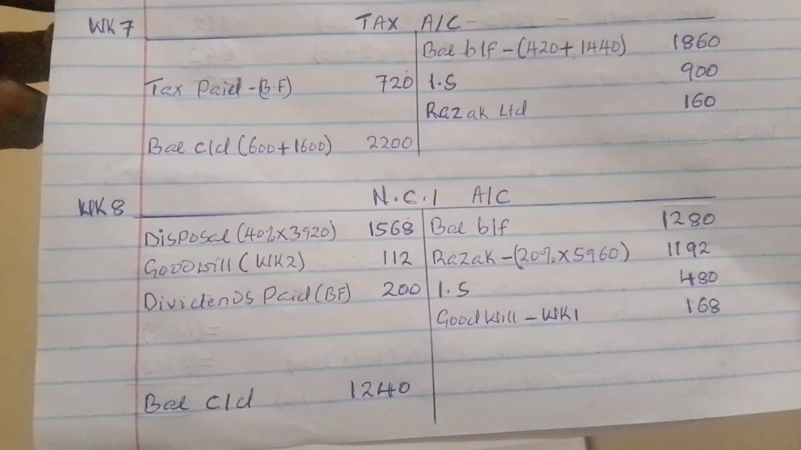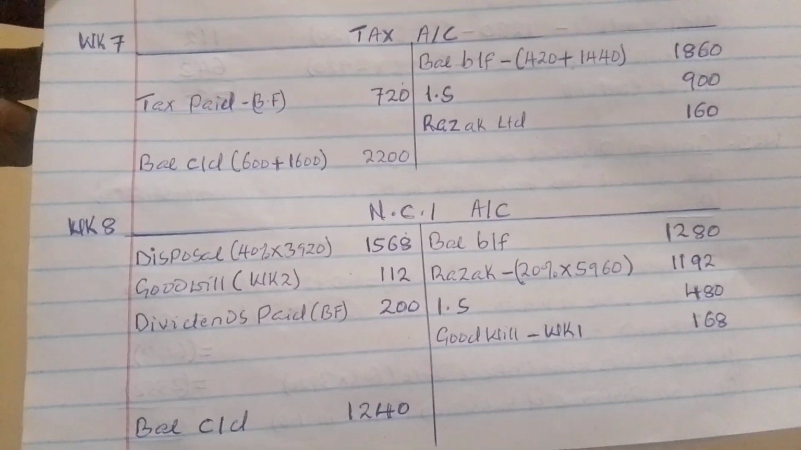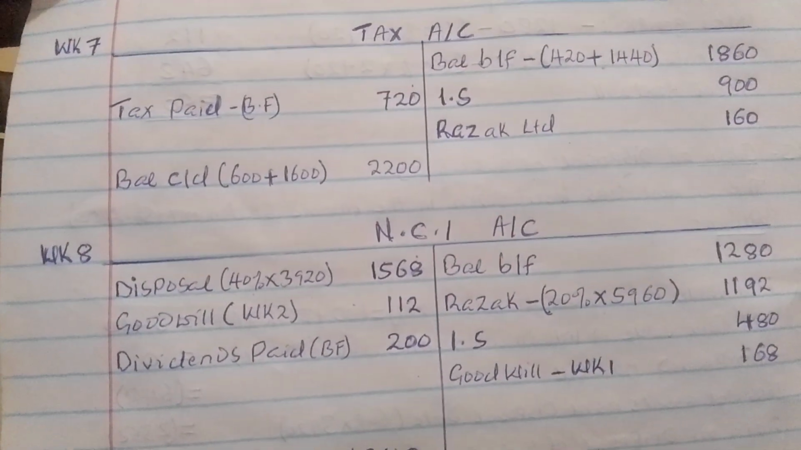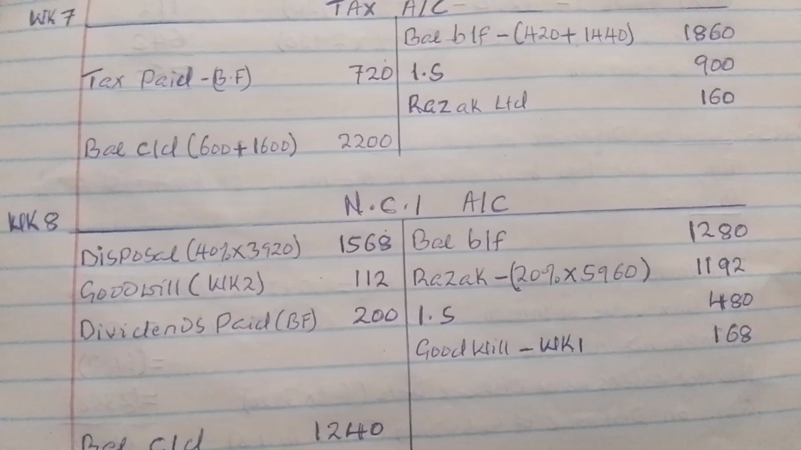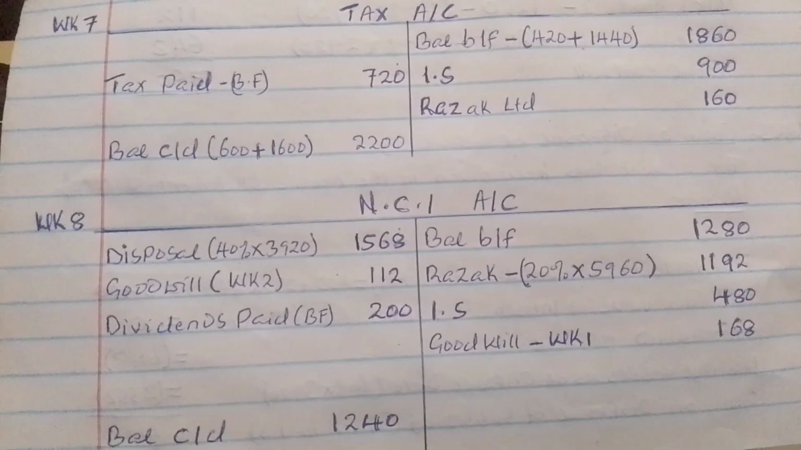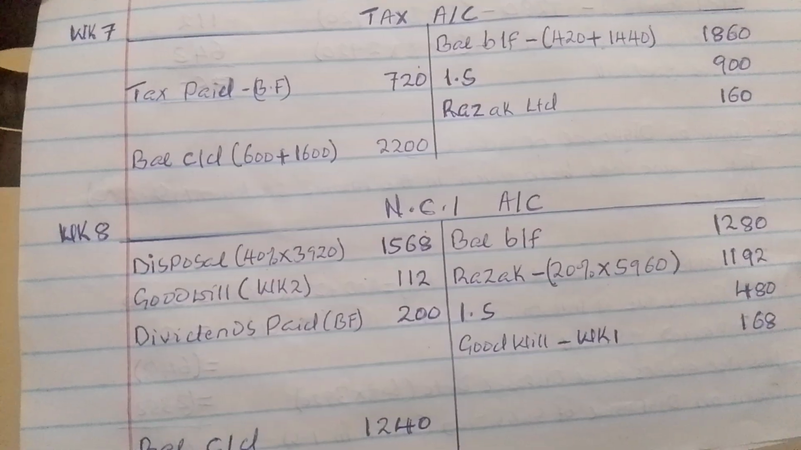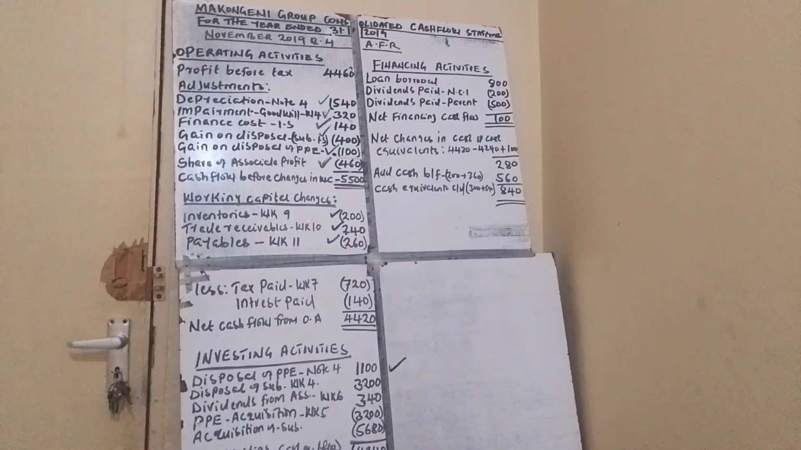When we acquired Razaka, there was a tax of 160, and in the income statement you find 900 there, and then the balancing figure will be 720 on the debit side. Now let me show you what I'm saying.